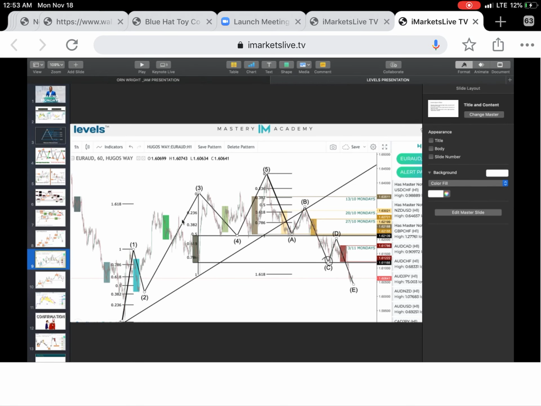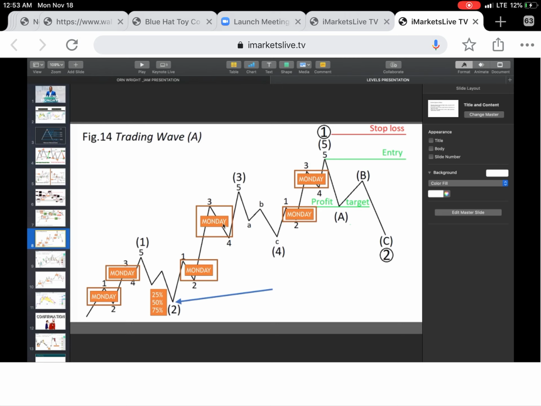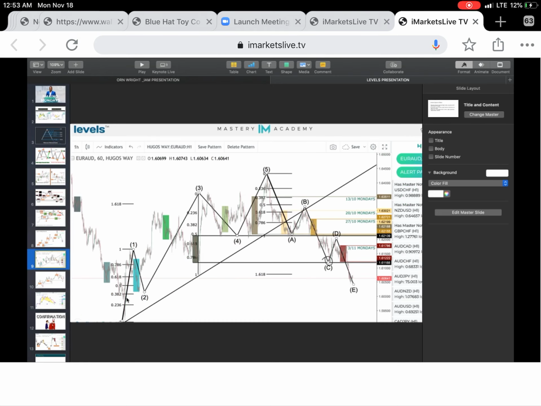Now here's the current market. Team, here's the current market on levels. Trust me when I tell you, this is the current market on levels. This is something that was drawn up, handwritten. Take a look at it.